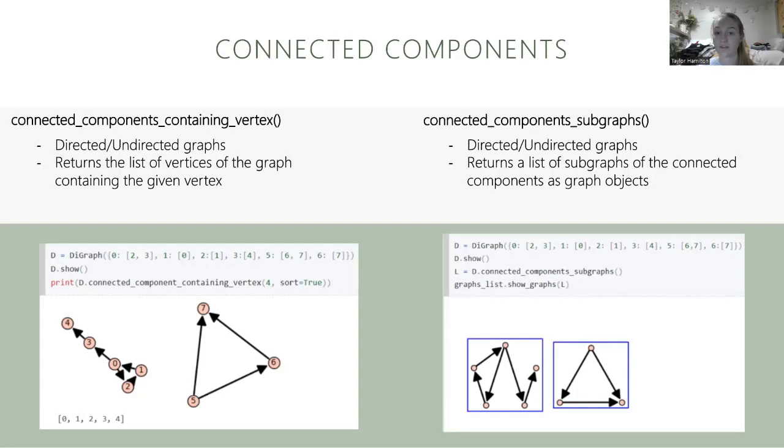On the other hand, over here I have connected component subgraphs, and what this does is return a list of the subgraphs of the connected components as graph objects. You can see below I have 2 graph objects outlined in blue, and these are the same 2 components that are in the left example for connected components containing vertex, but it returns the list of subgraphs, the list of the 2 connected components as graph objects. You can see that below in this example here.